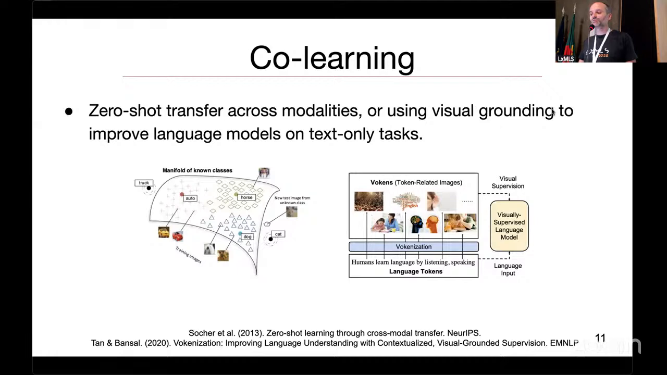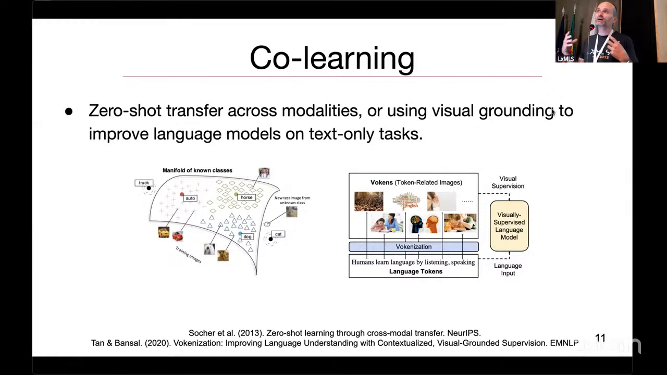And finally, in terms of co-learning, I think one of the most interesting applications for vision and language models is doing zero-shot transfer across modalities, where you can't observe the full joint distribution of vision and language, mostly due to sample bias and the fact that we just don't have enough input data. And so I think there's some really exciting work in that direction.